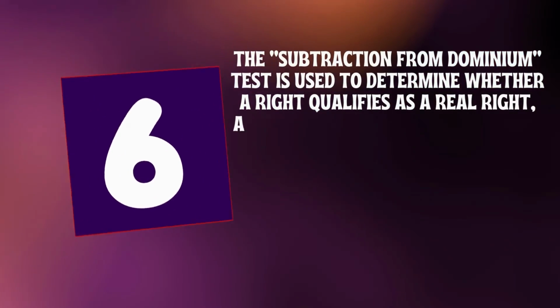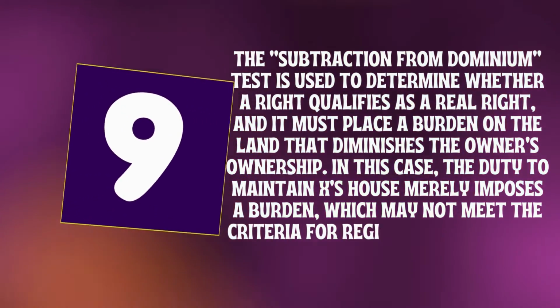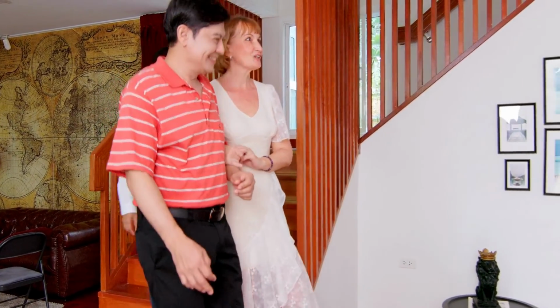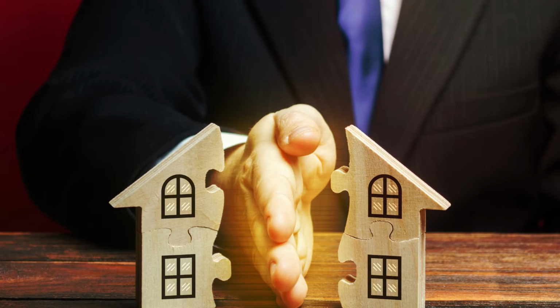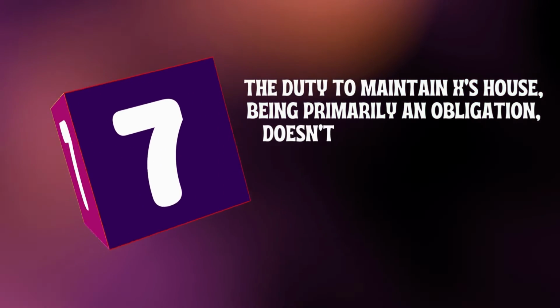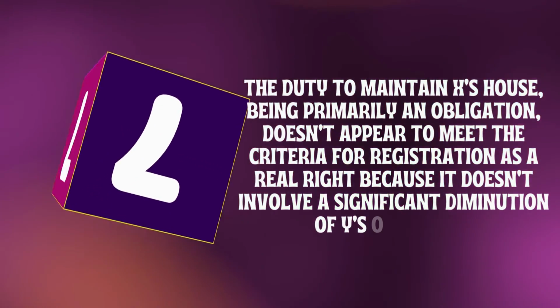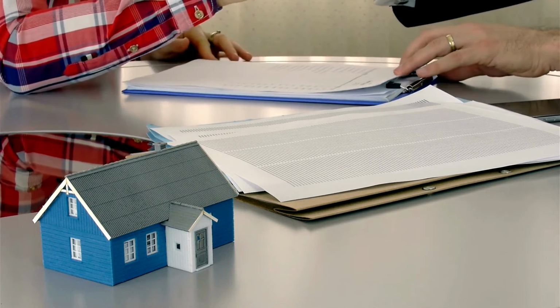E. The agreement doesn't create a registrable real right as it does not establish a specific legal interest in the property. F. The subtraction from dominium test is used to determine whether a right qualifies as a real right, and it must place a burden on the land that diminishes the owner's ownership. In this case, the duty to maintain X's house merely imposes a burden, which may not meet the criteria for registration as a real right. G. The duty to maintain X's house, being primarily an obligation, doesn't appear to meet the criteria for registration as a real right because it doesn't involve a significant diminution of Y's ownership.